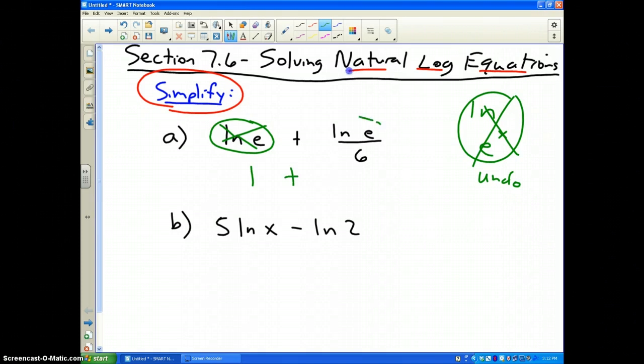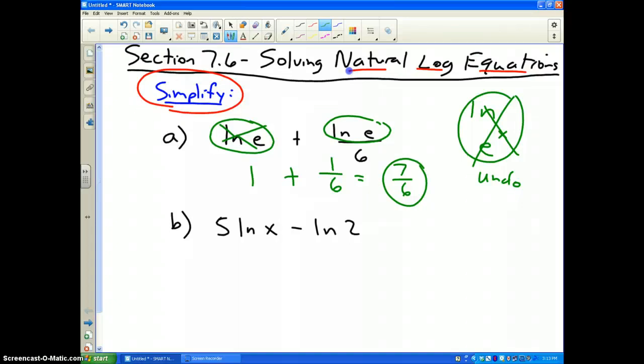Plus, I notice in this fraction, natural log of e is on top divided by 6. Well, the top part becomes 1 divided by 6. And there you go. All I got to do is add the two together. 1 plus 1/6 is 7/6. I just simplified problem A.